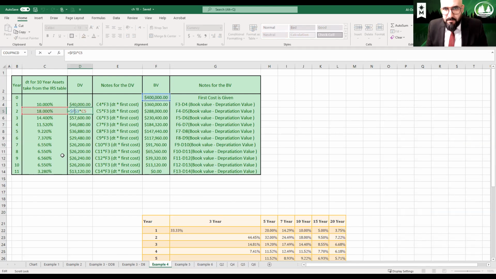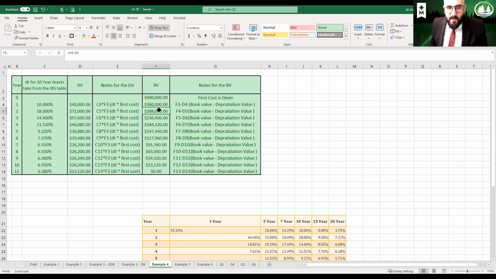Again, we multiply the book value on the initial cost times the 18%, and that would give you a 72 depreciation value on that asset by the end of year 2. The book value for this asset by the end of year 2 would be 360 minus 72, and that will give you 288.